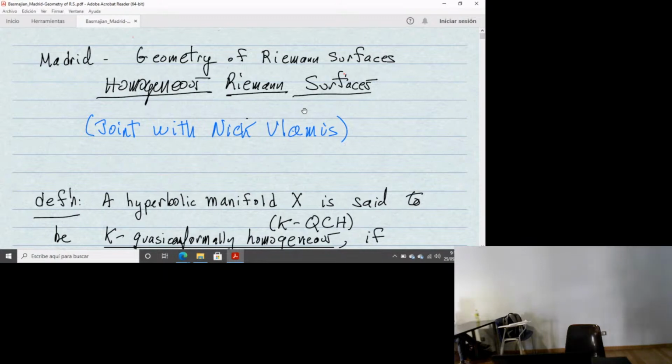So, what I want to tell you about is quasi-conformal homogeneity of Riemann surfaces. So, what am I talking about here? Well, as Gabino pointed out, homogeneous can mean lots of different things. So, you can ask, in what sense do you mean? Of course, that's the correct question.